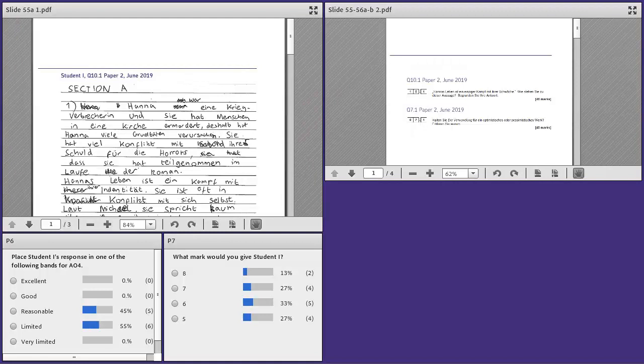Okay, so you've also now got on the screen question 7.1, paper 2 from June 2019 on Kafka. So if we could have student J's response on the screen, please, Miroslava.